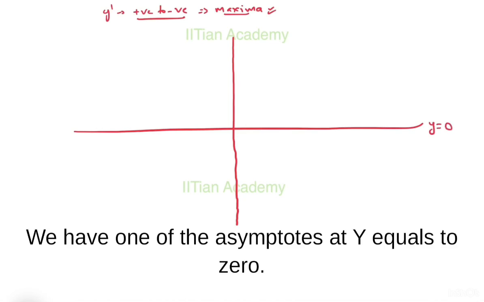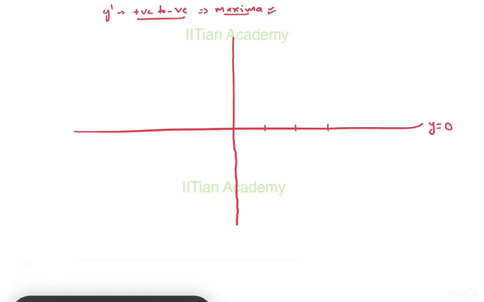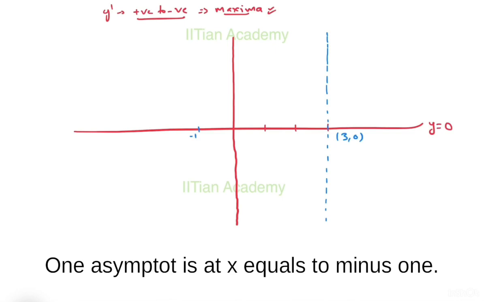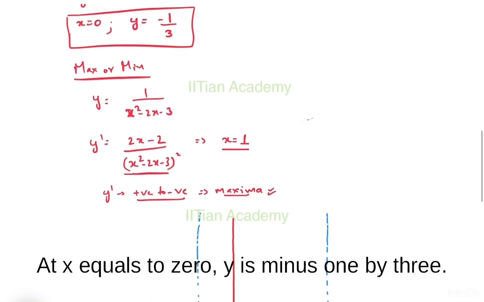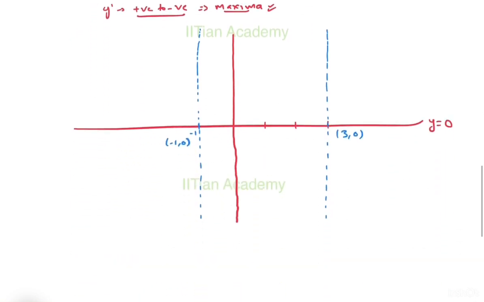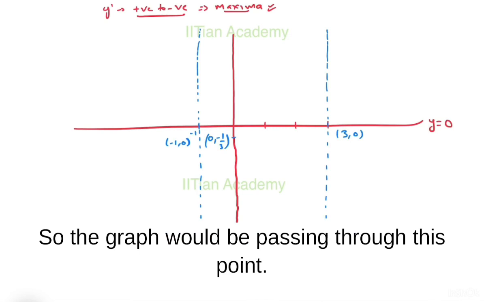We have one of the asymptotes at y equals 0. Another asymptote is at x equals 3. One asymptote is at x equals minus 1. This is minus 1 comma 0. At x equals 0, y is minus 1 by 3. So we have somewhere here the point 0 comma minus 1 by 3. So the graph would be passing through this point.